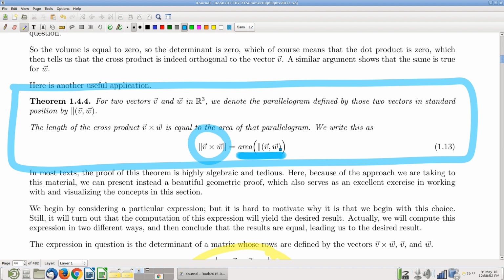All right, so it's very surprising. You take two vectors, just two, right? You want to talk about the cross product of those two vectors. We already know it's perpendicular to both of the two vectors. The length of the cross product tells you the area of that parallelogram. Very surprising result.